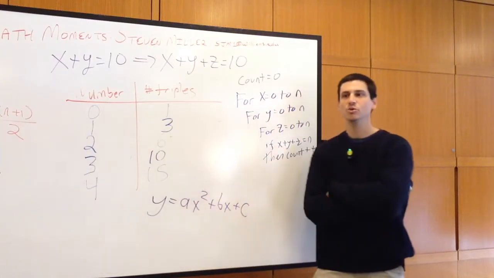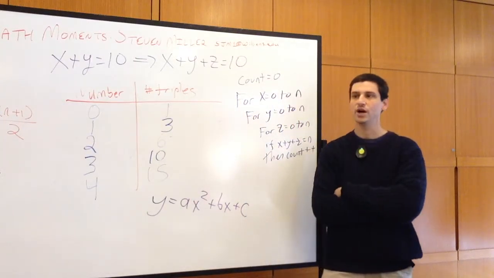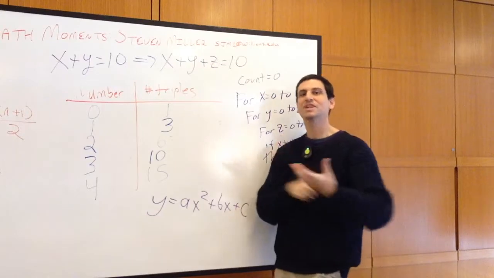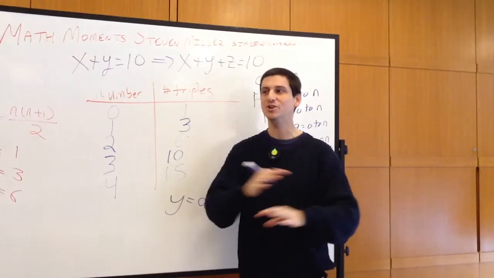Now, of course, the question becomes, what if we take it one step further? What if we now have 4 things? What do you think the answer will be? Something else. But give me some idea of the shape of the something else, even if you don't know the exact answer.